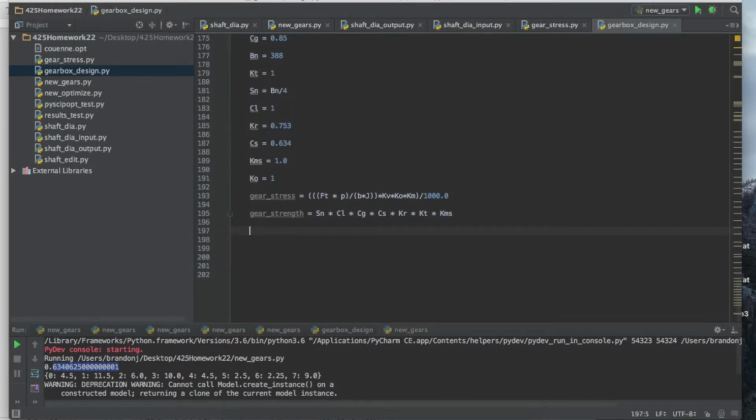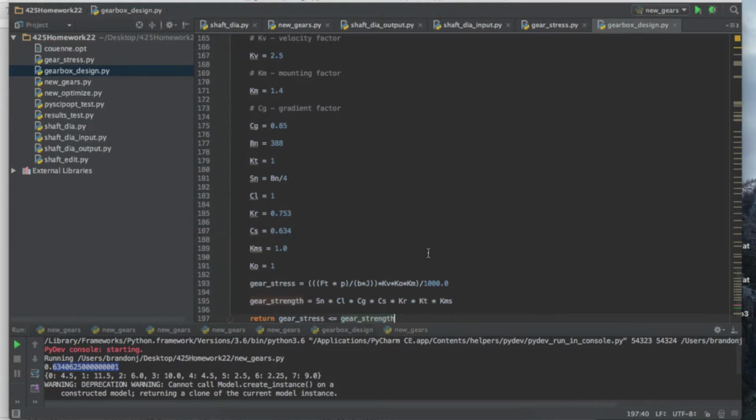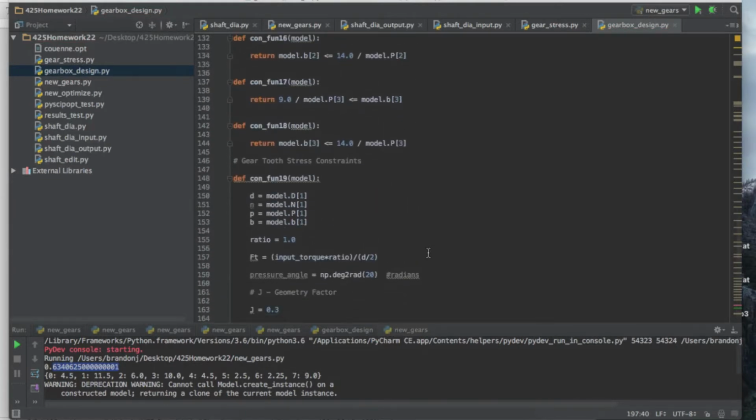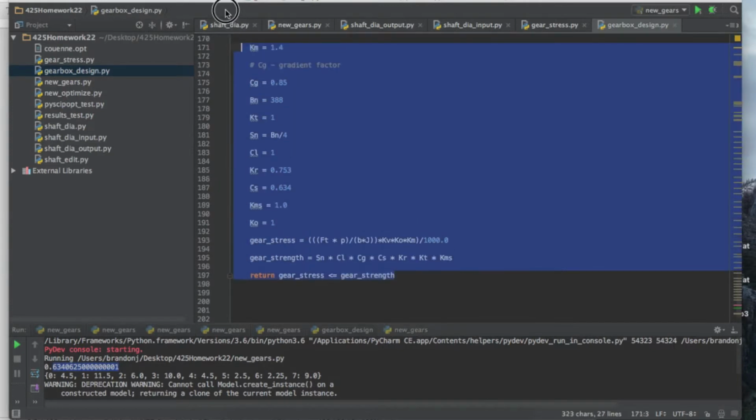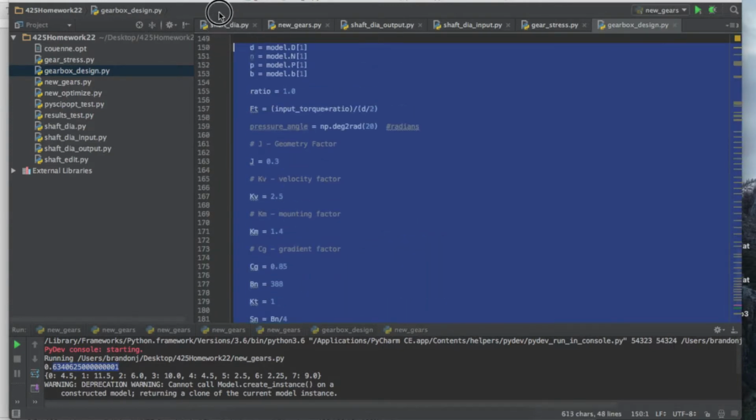Okay, so now we have that, and so for the constraint, it's a stress constraint. So what do we want? We want the stress to be less than or equal to the strength. So return gear stress less than or equal to gear strength. Boom. Okay, so that's for gear 1. Now we got to do this whole process 8 times. So let's do that.